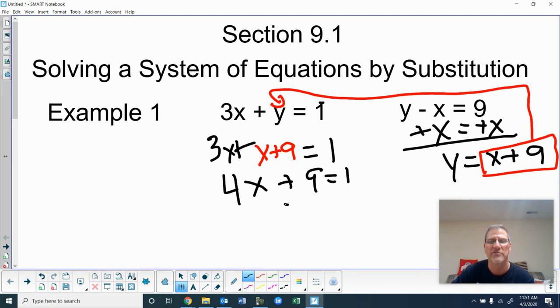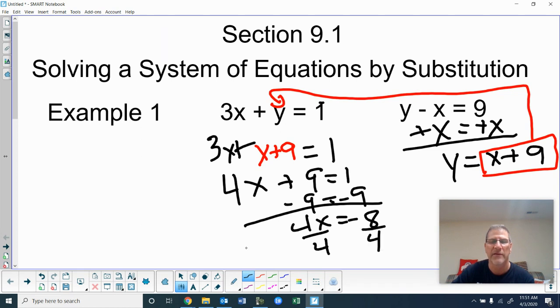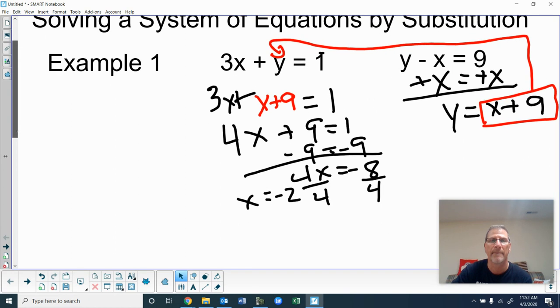And then I'm going to subtract 9 from both sides. So I get 4x equals negative 8. And I'll divide by that 4. And I'll do it over here. x equals negative 2. All right, so I'm half done with that. Let me pull this down a little bit.